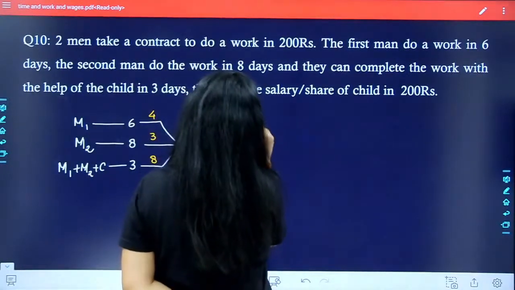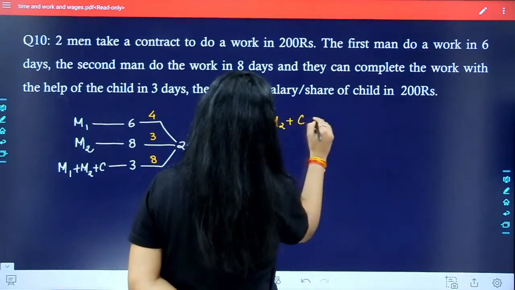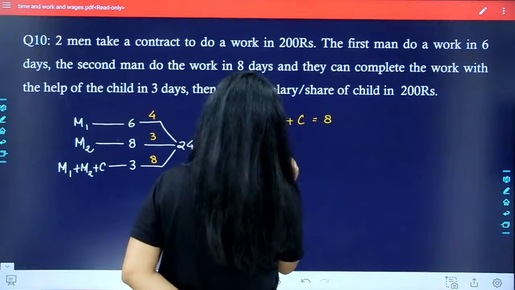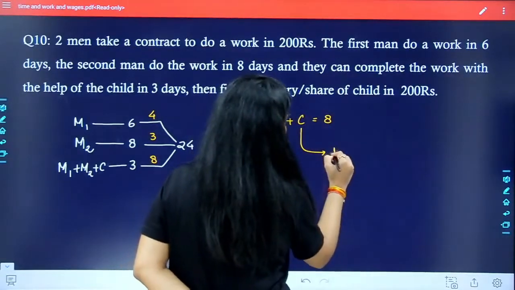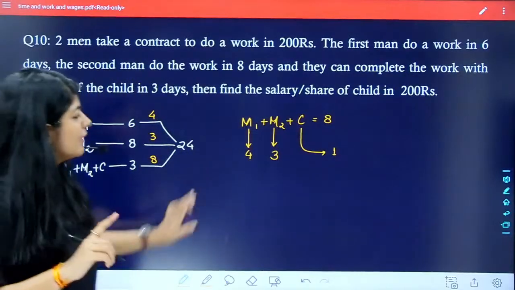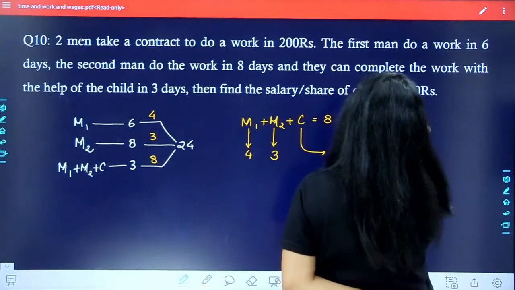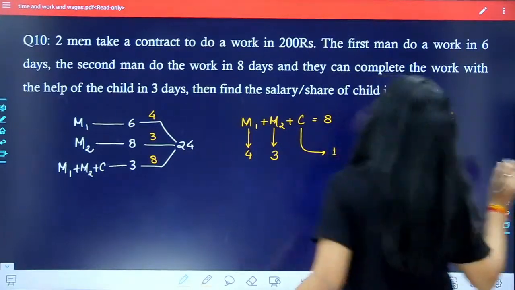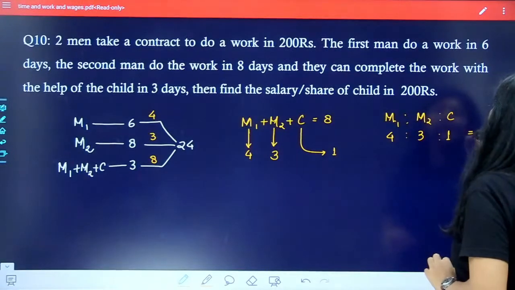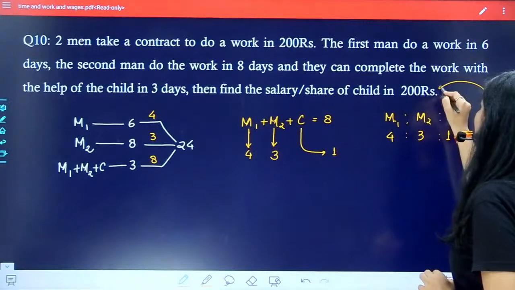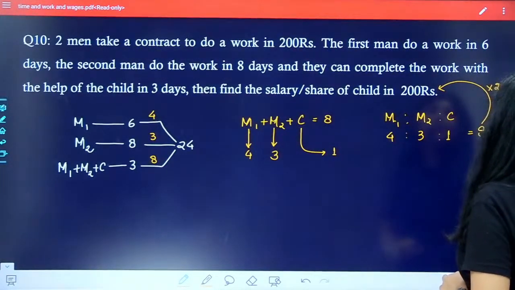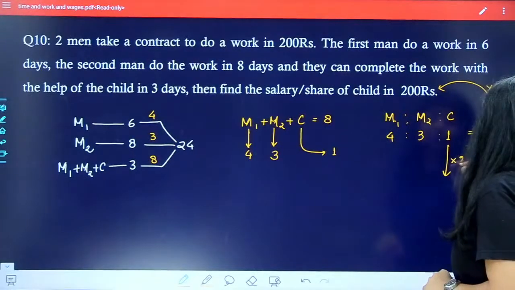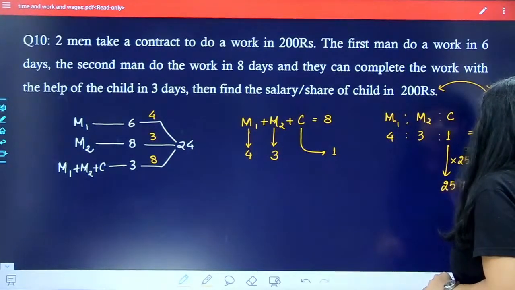If the total efficiency of M1 plus M2 plus child is equal to 8, and here we have the individual efficiency of M1 as 4 and M2 as 3, then the efficiency of child is nothing but equal to 1. If we are having the efficiency ratio as 4:3:1, that means we are having the same ratio in wages as well. That means they are getting total 8 rupees, but they are actually getting 200 rupees. That means it is on the multiple of 25. If we have to find out the share of child only, then we have to multiply this value by 25 also, and the share of child is nothing but 25 rupees.